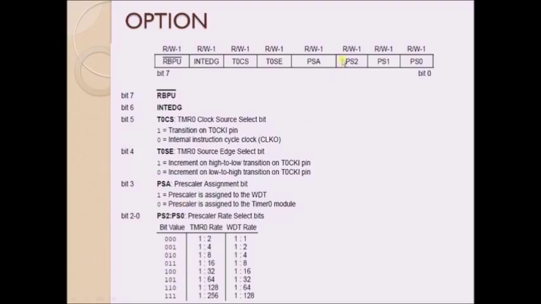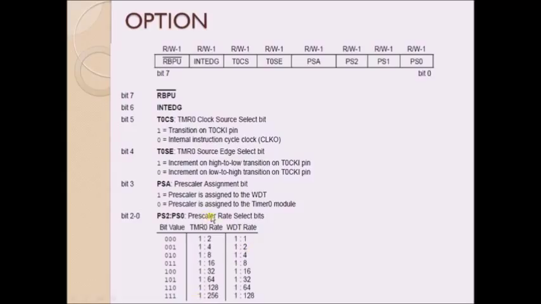As we have discussed, selection inputs like PS2, PS1 and PS0 are the prescale rate select bits. If this prescaler is assigned to Timer0 and you are programming these 3 bits to 0, 0, 0, then Timer0 gets incremented by 1 for every 2 clock cycles. If you are programming it to 0, 0, 1, then Timer0 gets incremented by 1 for every 4 clock cycles. In the same way for 8, 16, 32 clock cycles. For the last combination, that is 111, for every 256 cycles, the timer gets incremented by 1.